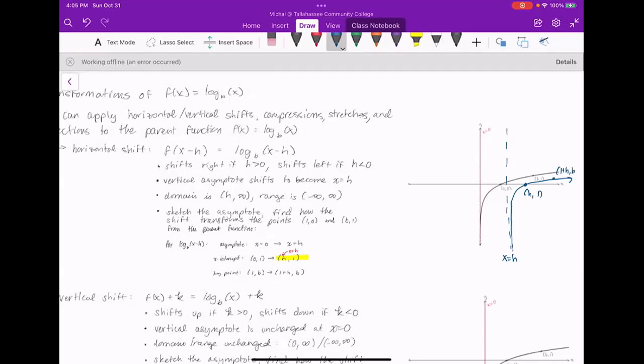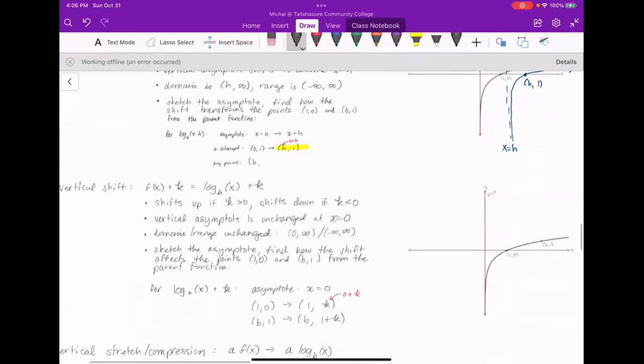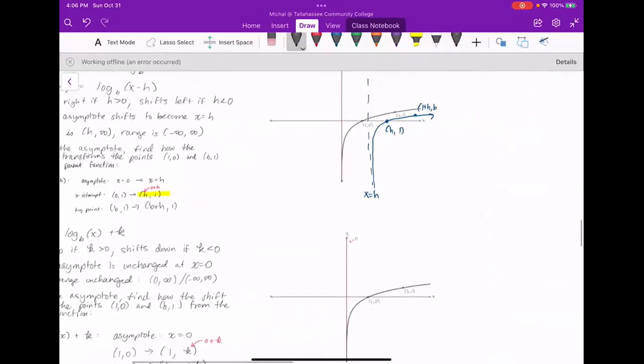No, wait, that's not right. What I just said was wrong. Actually, this is wrong too. That would have been right for 1 comma b, but I want to find b comma 1. In that case, I would get b plus h comma 1. All right, and so the same thing's going to happen over here. This is b plus h comma 1. Sorry for the little error.